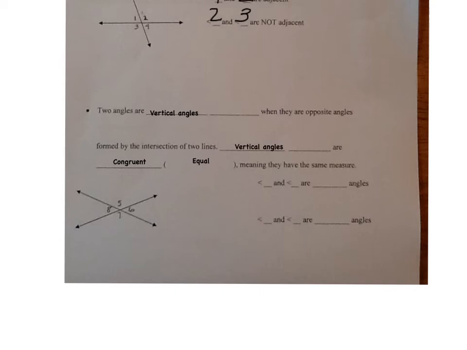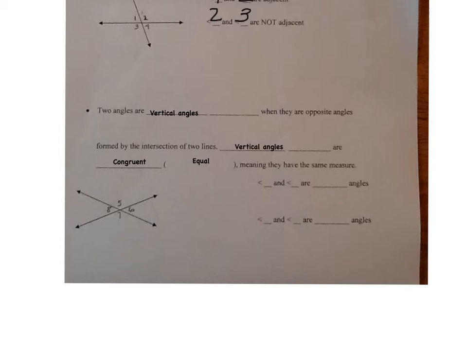So let's go through that one more time. Two angles are vertical angles when they are opposite angles. Key word there is opposite, formed by the intersection of two lines. Vertical angles are congruent, meaning equal, and that means they have the same measure. Let's look at our example below. We have angles 5, 6, 7, and 8. Our question asks, what two angles are considered vertical angles?